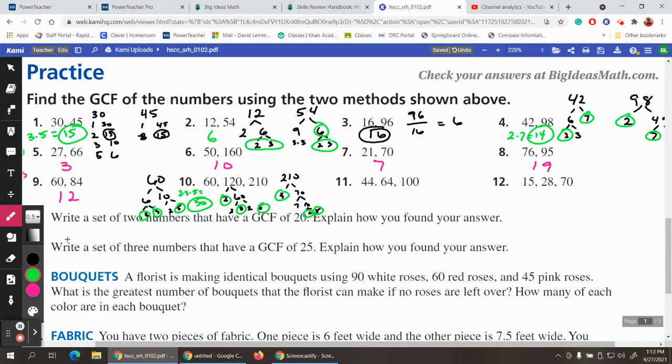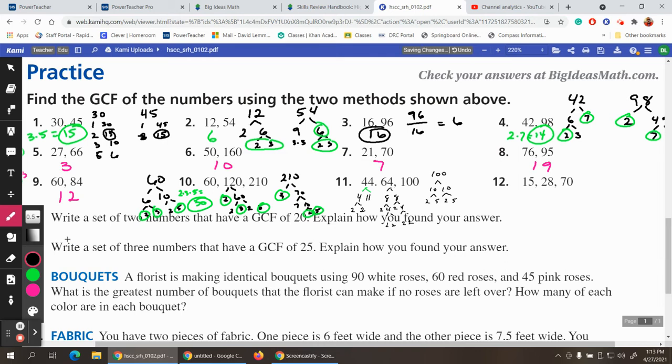So let's go here, right? 44 would be 4 and 11, which is 2 and 2. 64 would be 8 and 8, which is 2 and 4, 2 and 4. That's another 2 and 2. That's another 2 and 2. 100, that is 10, 10. So that is 2, 5, 2, 5.